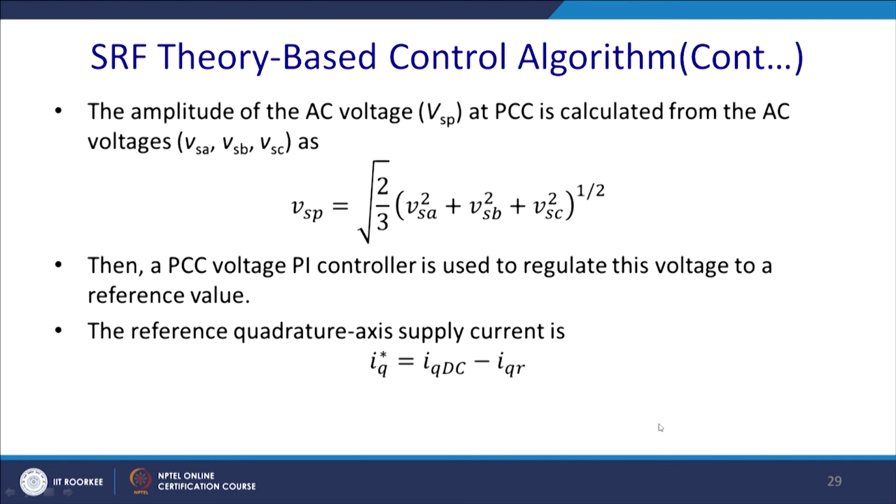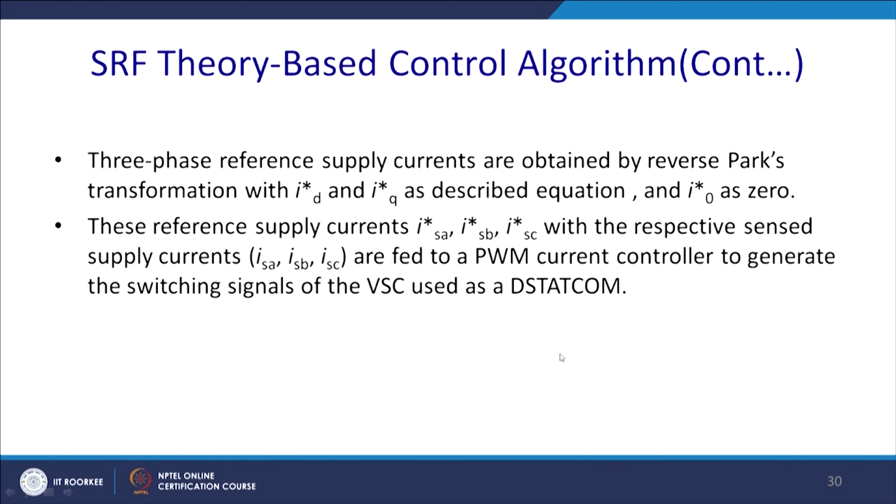For the zero voltage regulation, the AC voltage at the PCC has to be maintained. So, we can find out what should be the amplitude of it by the following equation. The amplitude of the VAC at the point of common coupling can be calculated in the following way. Then the PCC voltage is controlled, a controller is used to regulate the voltage at the reference value, and thus you can calculate IQ star, and IQ star is calculated as IQDC minus IQR. The 3 phase reference supply currents are obtained by the reverse Parks transformation using ID star and IQ star in the equation, and this I0 is set to 0 strictly. The reference supply current is calculated from the reverse Parks transformation, and it is fed to the current control PWM block to generate the switching signals. In that way, we get the switching signal for the current control voltage source inverter for Dstatcom.